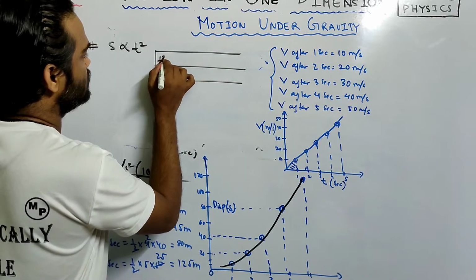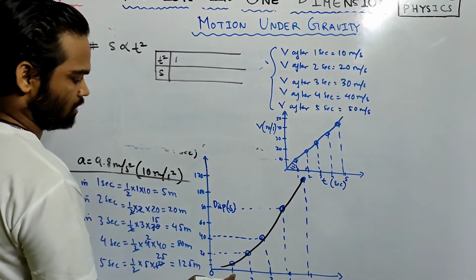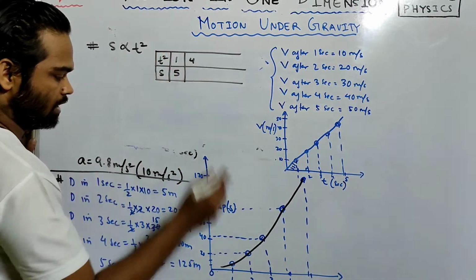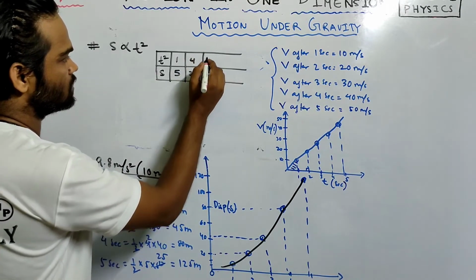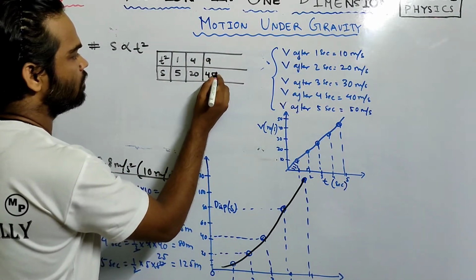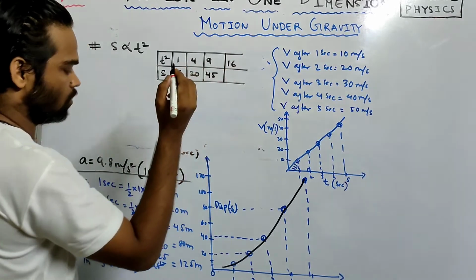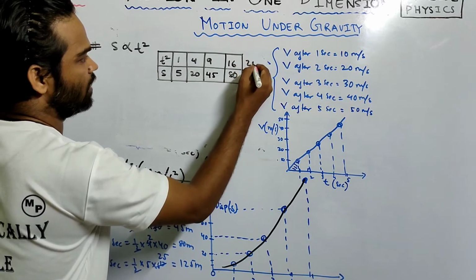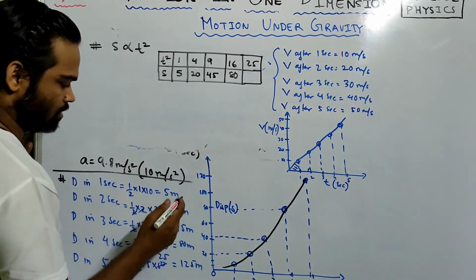If I write t square, and this is displacement, 1 square is 1, displacement is what? 5. 2 square is 4, displacement is what? 20. 3 square is 9, displacement is what? 45. Then 4 square is 16, and displacement is what? 80. 5 square is 25, and your displacement is what? Displacement is 125.